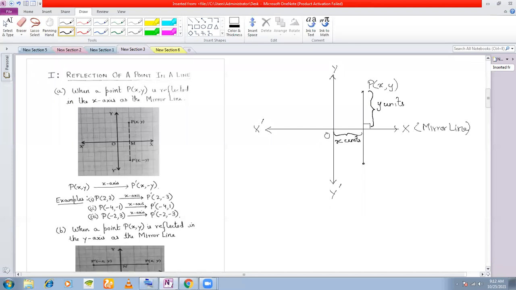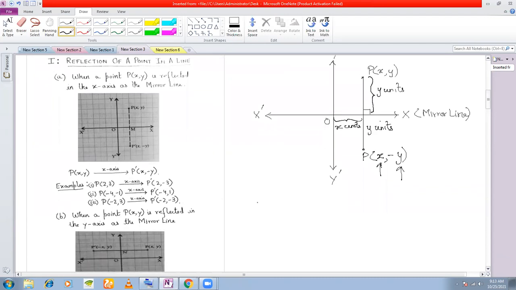And this is your y units. So this length must also be y units. And you're getting a point here, P. And you see that the coordinates of this point will have the x coordinate the same, but because we are moving in the negative direction of y, it will have a negative y coordinate. So reflection of the point P(x, y) in the x-axis, how is it done? You keep the x coordinate the same and you change the sign of the y coordinate.